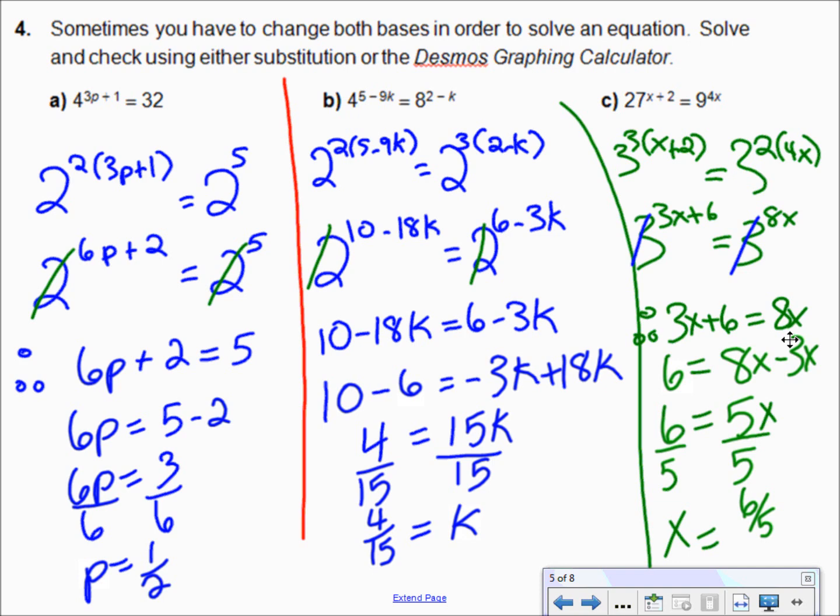Okay, these are as hard as they get. These 1, 2, 3 are as hard as they get, these questions, okay? Because there's so many steps to them.